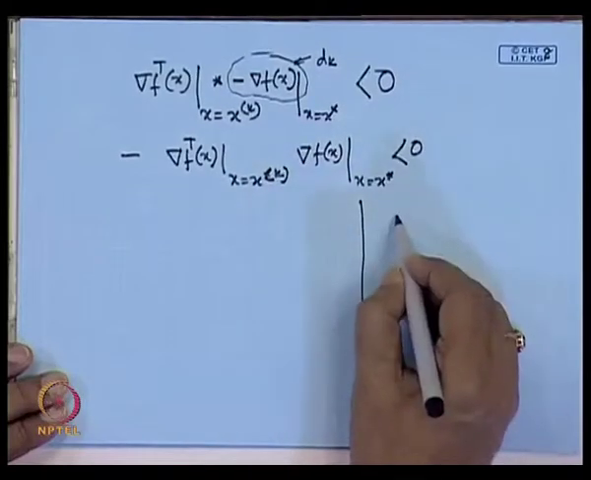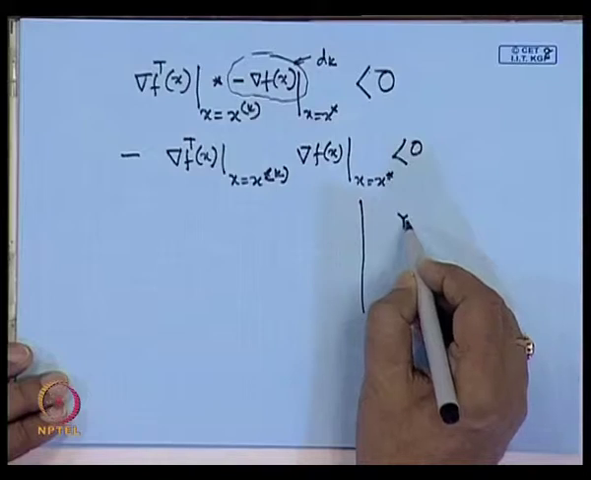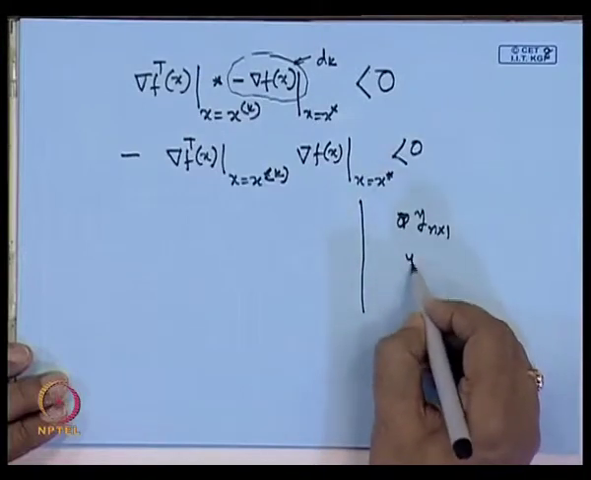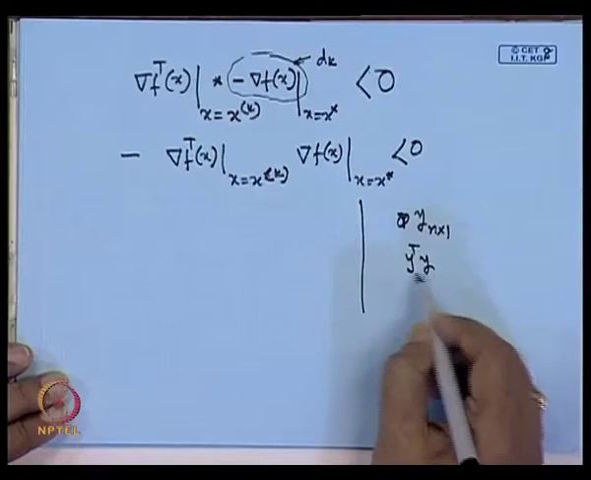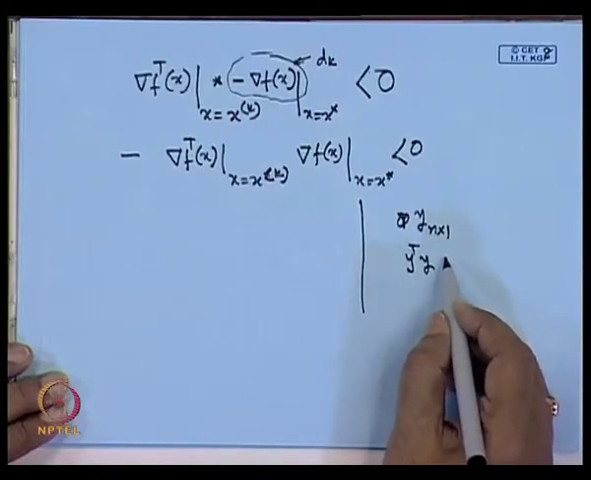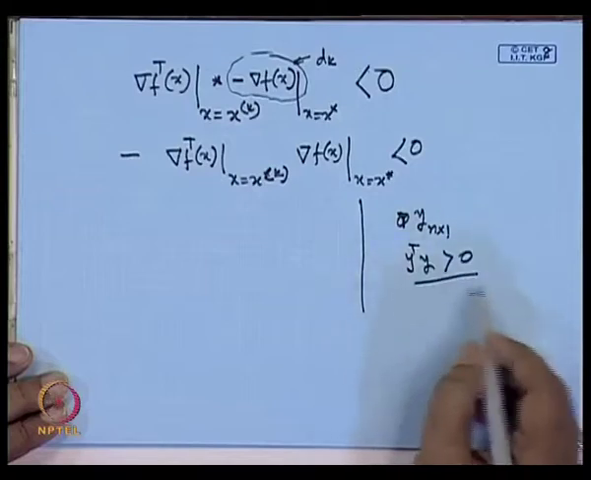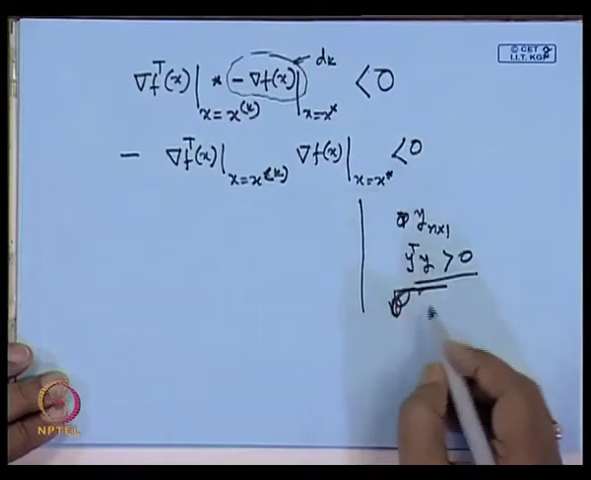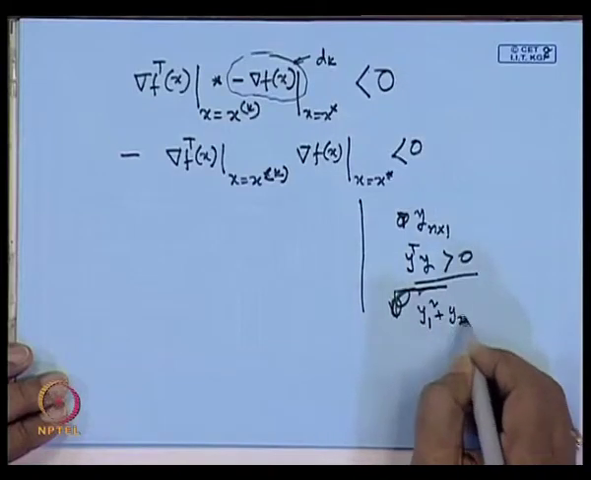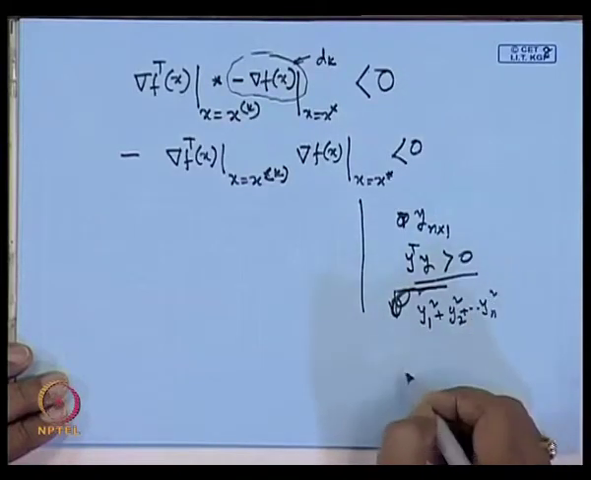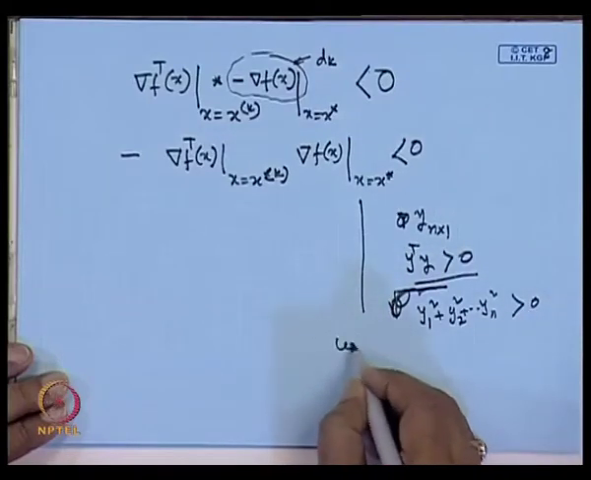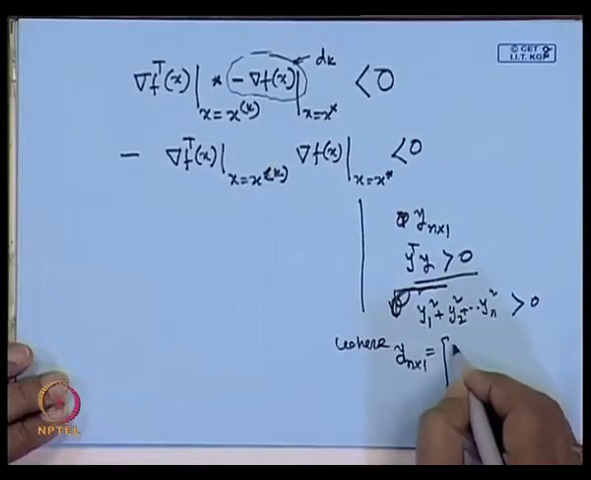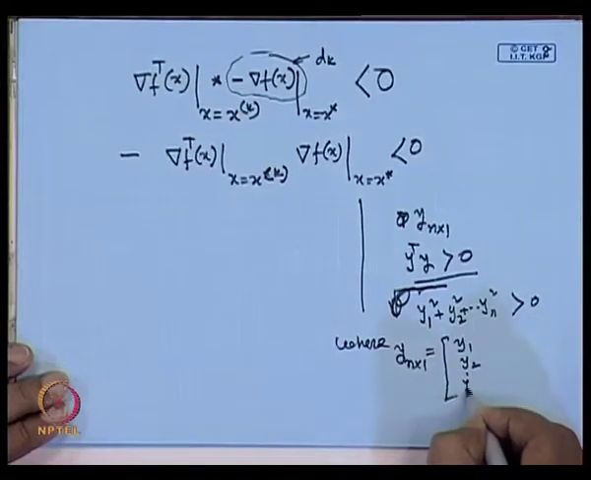Note, however, if y is a vector, let us call y a vector of dimension n, then y transpose y is nothing but a scalar quantity, and this scalar quantity is always greater than 0. This means, if you multiply it out, it is nothing but y 1 square plus y 2 square plus dot dot plus y n square, which is greater than 0, where y is a vector of dimension n, and its elements are y 1, y 2, dot dot, y n.